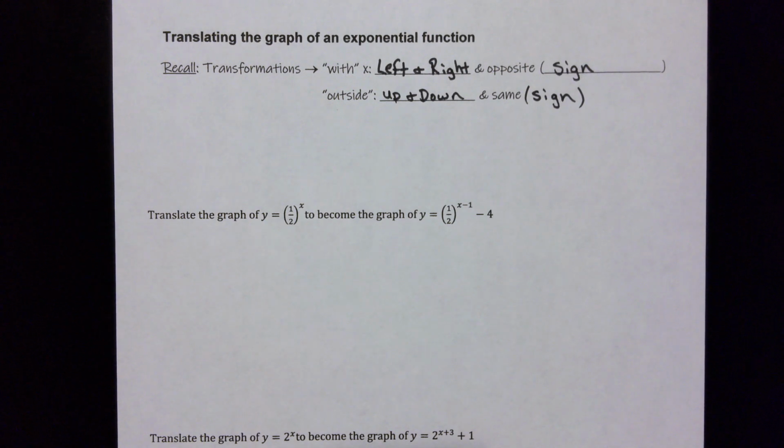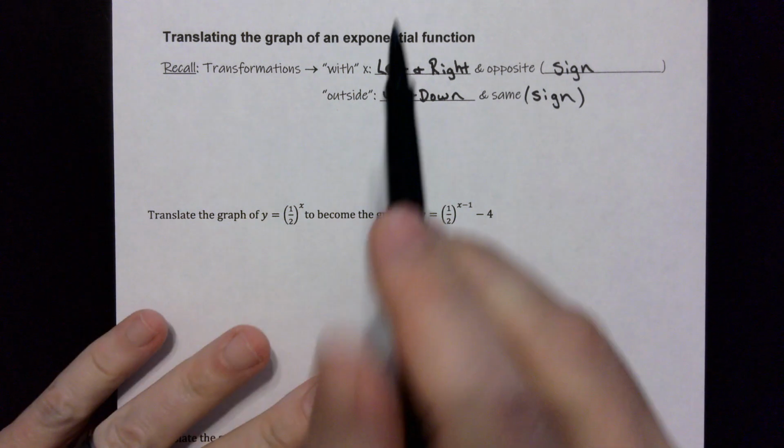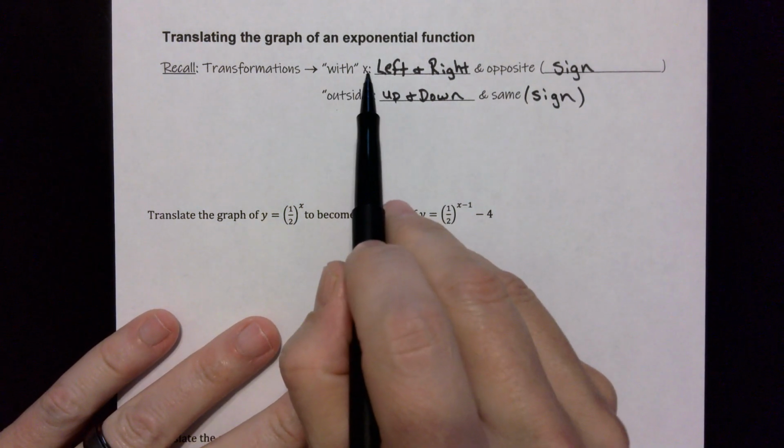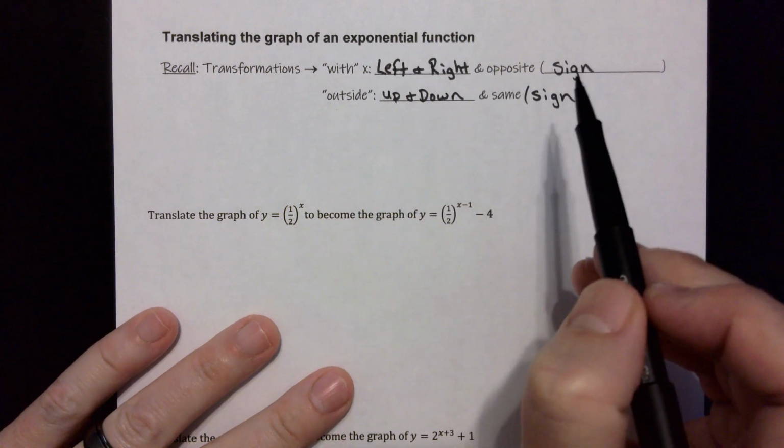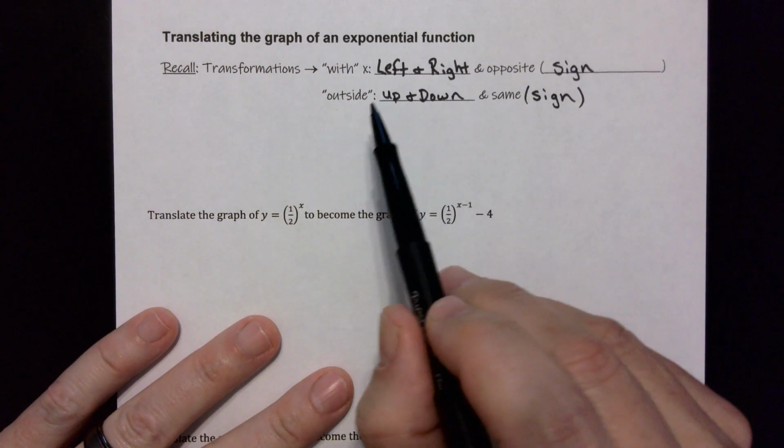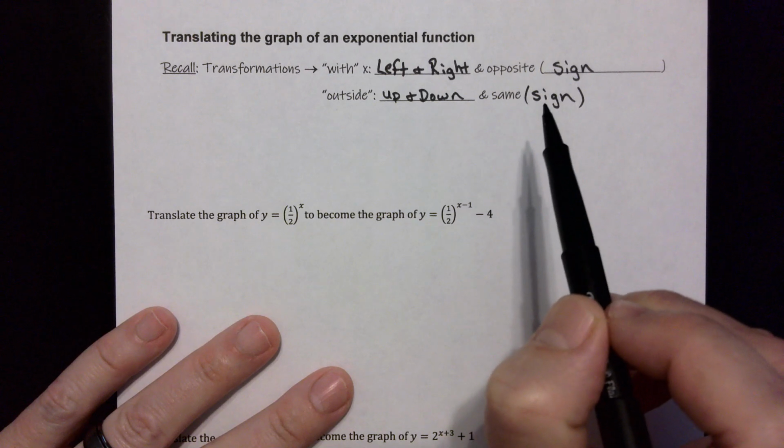In this video, we'll be discussing translating the graph of an exponential function. Let's recall that transformations, when it's with the x, that's left and right and opposite of the sign. And when it's outside, not with the x, it's up and down. It's the same as the sign.